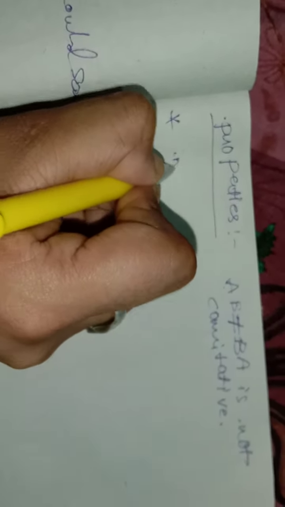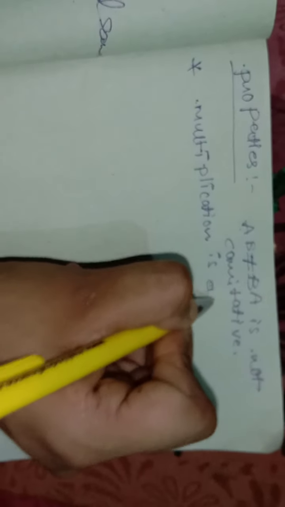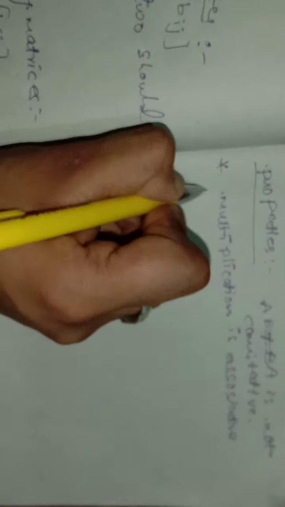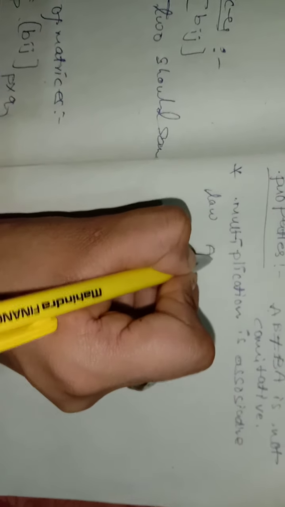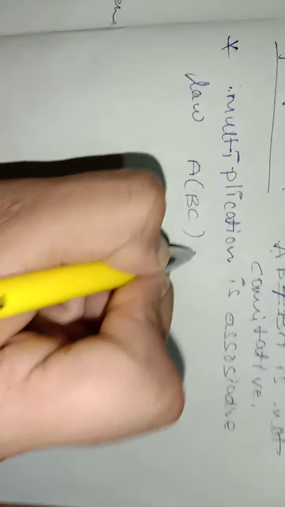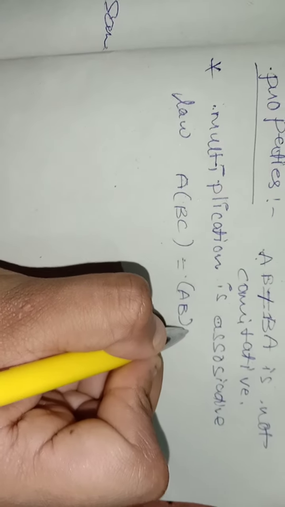So multiplication obeys the associative law. That is, A(BC) equals (AB)C.